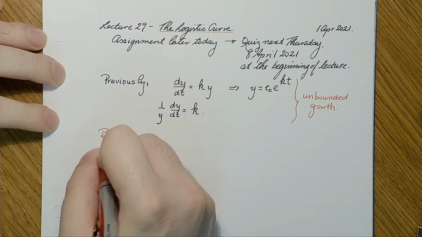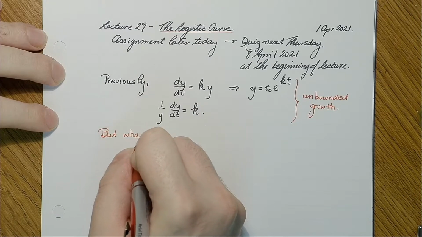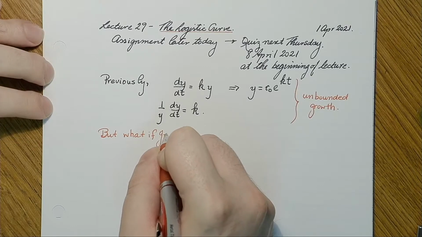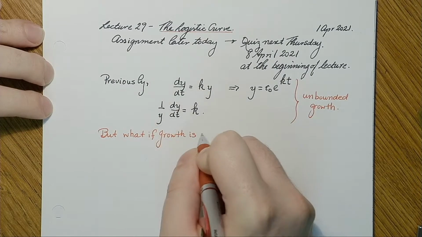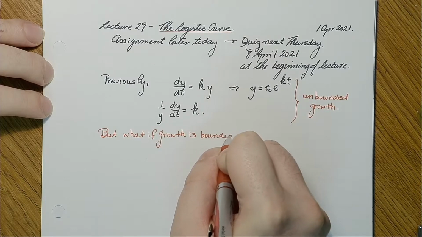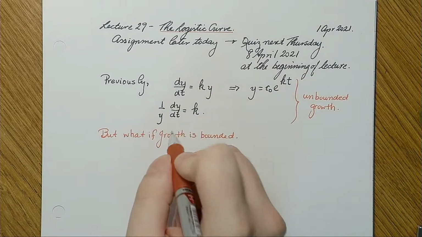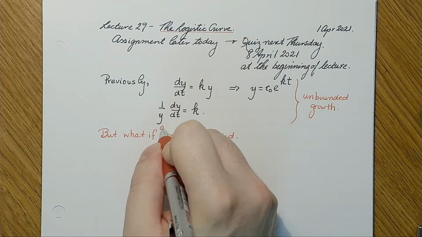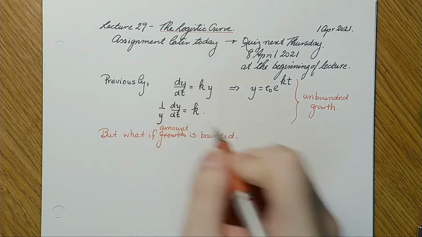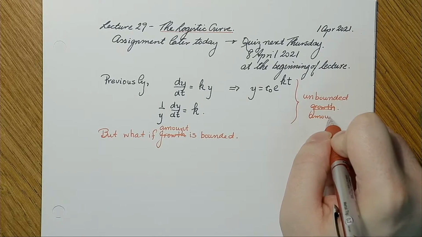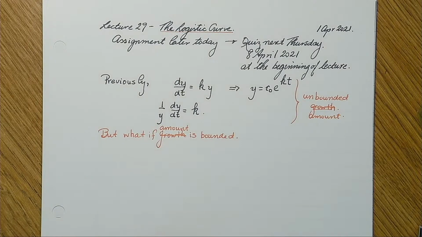So if the growth is bounded, or what I mean is the amount. And same thing here, this is unbounded amount, because the growth is constant in this case. It's proportional to the original amount.